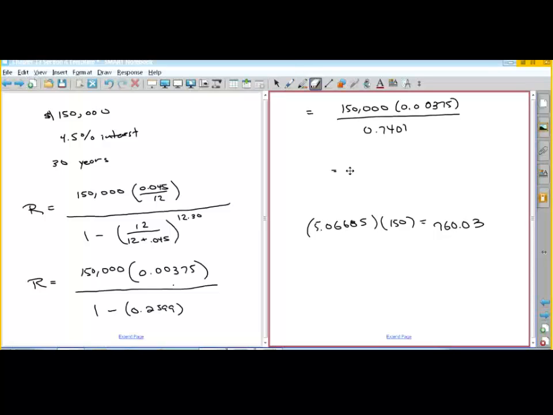And then if I correct it now, so 150,000 times 0.00375, the monthly interest rate, divided by 0.7401, and I get $760.03, okay, which is exactly what I got using the table.